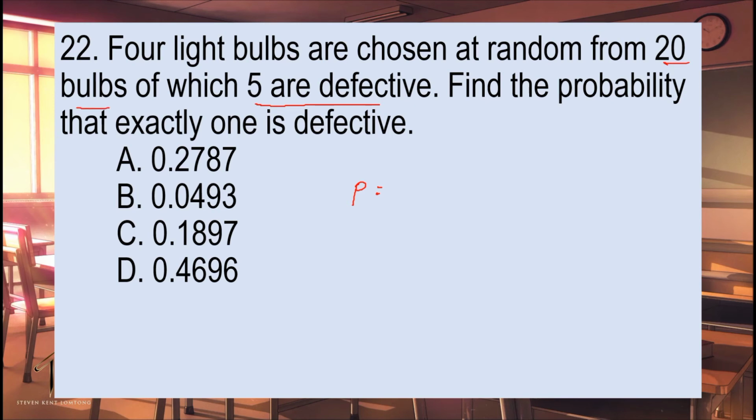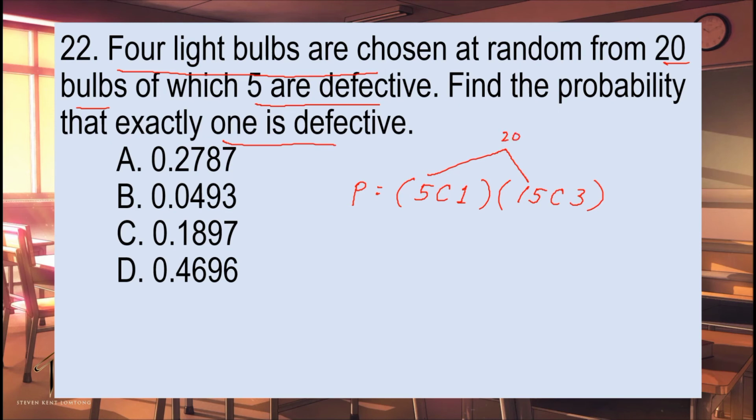And 4 light bulbs will be chosen from this sample. So we are looking for the probability that exactly 1 is defective. Okay, so that will be 5C1 because we have 5 defective. So saselect natin yung isa mula dun sa 5 na defective and 15C3. So, kasi 'di ba yung 5 and 15 dito, that's the total of the population, that's 20.